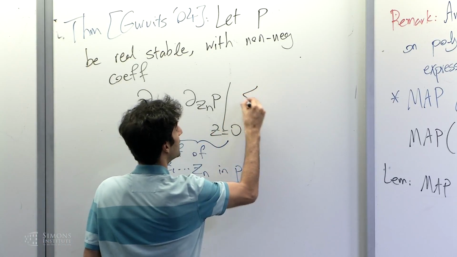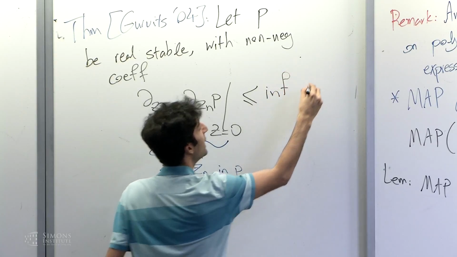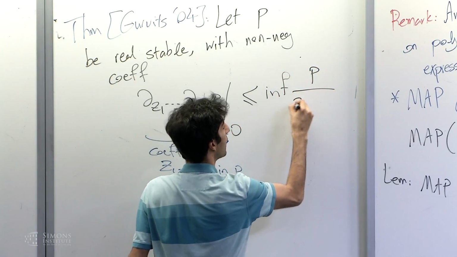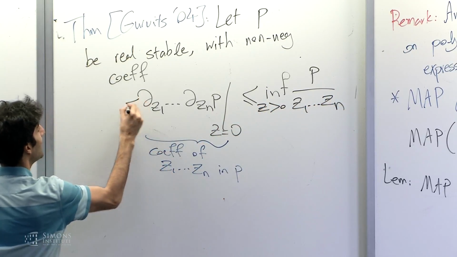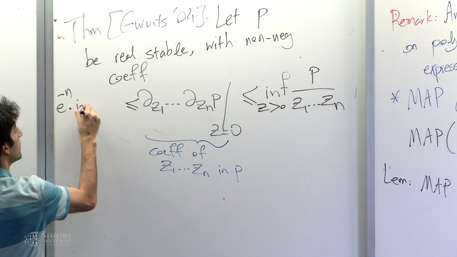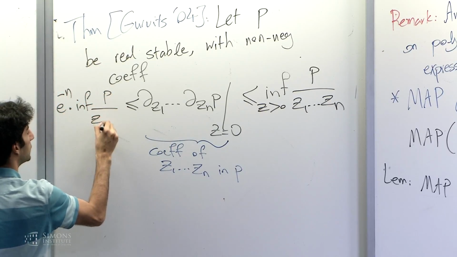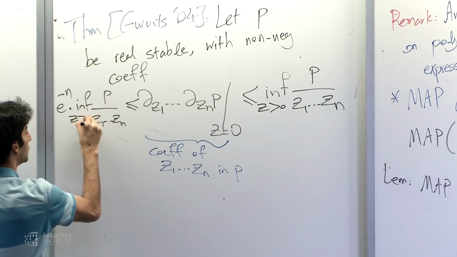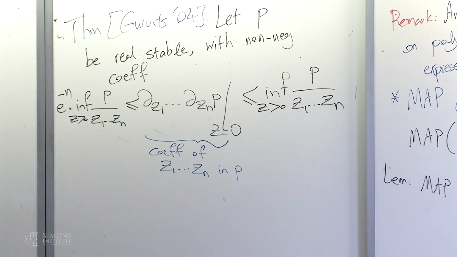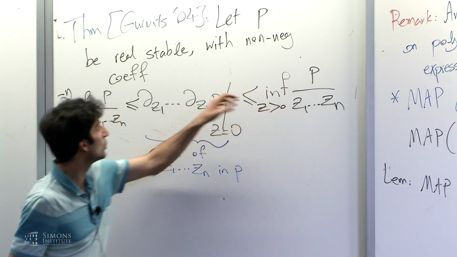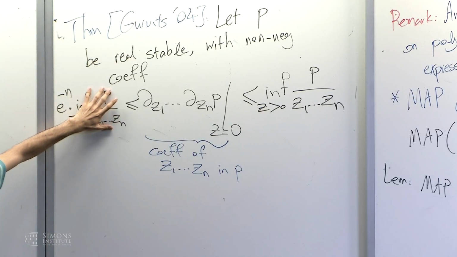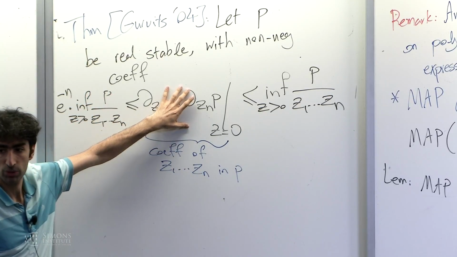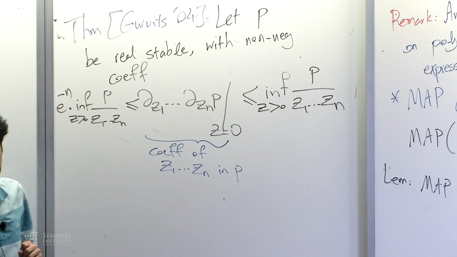Look at the coefficient of this particular monomial. You can approximate it by looking at the infimum of p over z1 up to zn for z positive, and e to the minus n times the infimum of the same thing. So it's sandwiched between this quantity and e to the minus n of the same quantity. If I can compute this quantity, I can approximate the coefficient of z1 up to zn up to e to the n error multiplicatively. So that's the theorem.